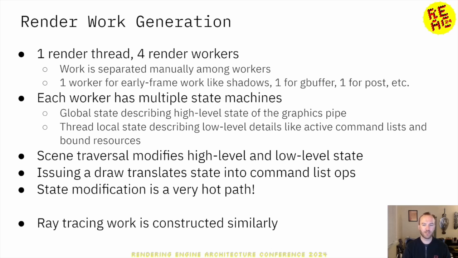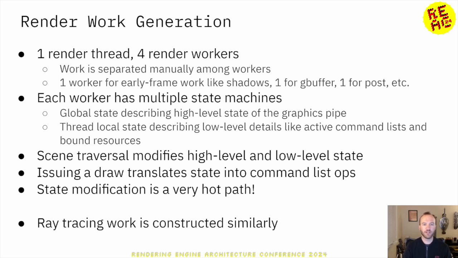Each worker maintains two state machines. One of these state machines is stored in global space and contains high-level engine-specific information about the state of the graphics pipe. Examples might be what the current parameters of our two types of fog are, what the state of the lighting pipeline is, what the state of the sky is, and so on. The other state machine is in thread local storage and describes low-level details such as what command list object is currently active and what concrete resources are currently bound, and what values are contained in each constant buffer.